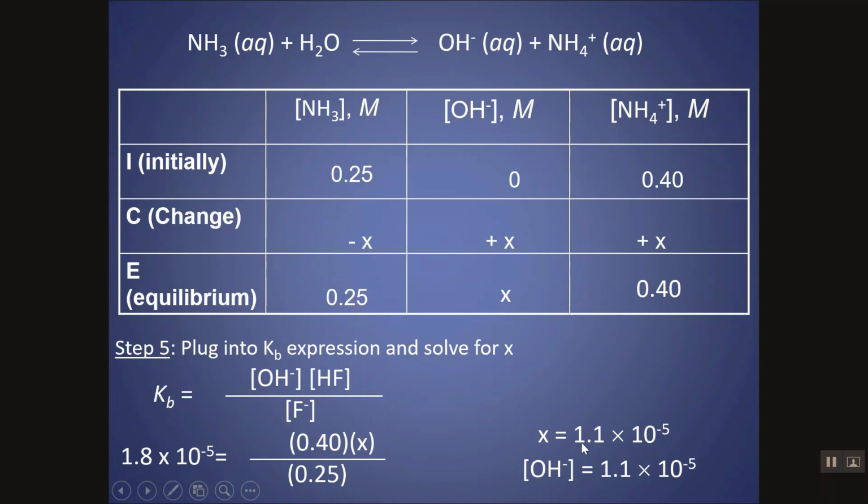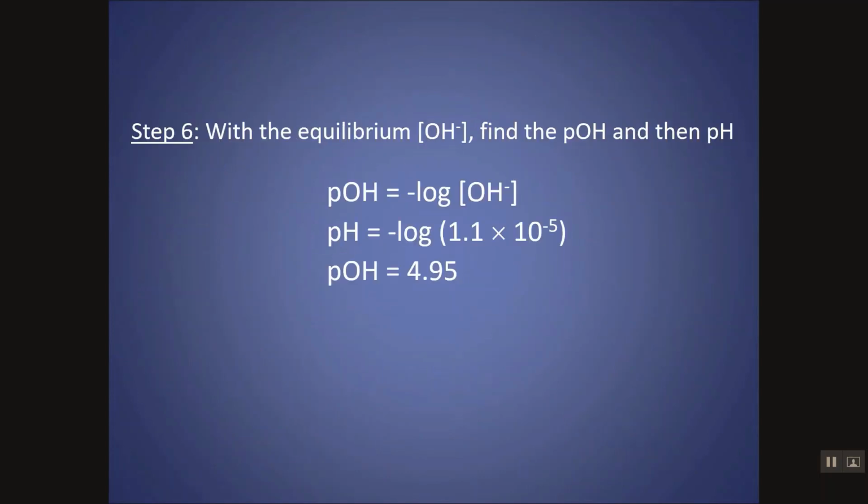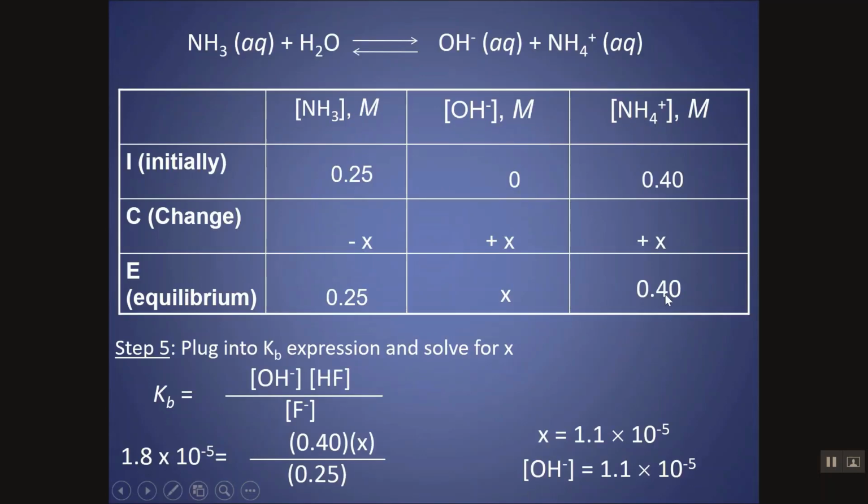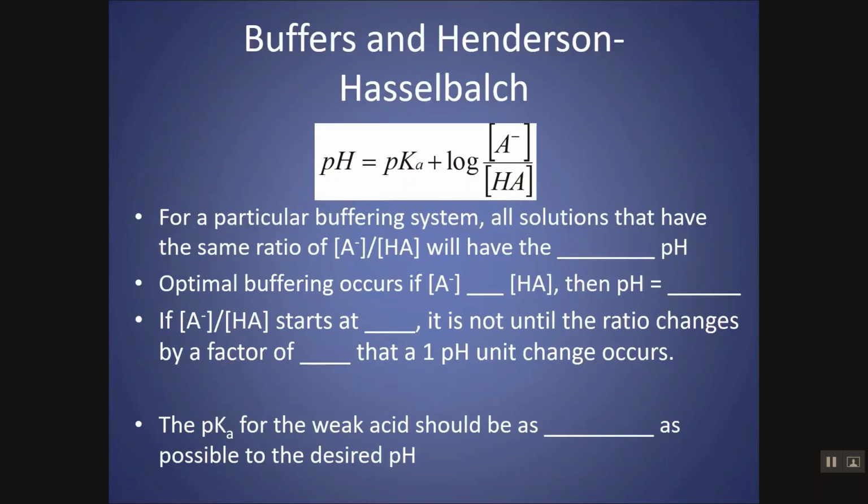I didn't finish answering the question. Get the pOH by taking the negative log of the OH minus, and I could subtract that from 14 to get my pH, which would be the same as the last, showing the last alternate method. So either way is totally fine. And notice that 1.1 times 10 to the negative 5, if I do 0.4 minus 0.000011, it is essentially 0.4. This approximation was okay. If you want to find the percent ionization to check the 5% rule, feel free.